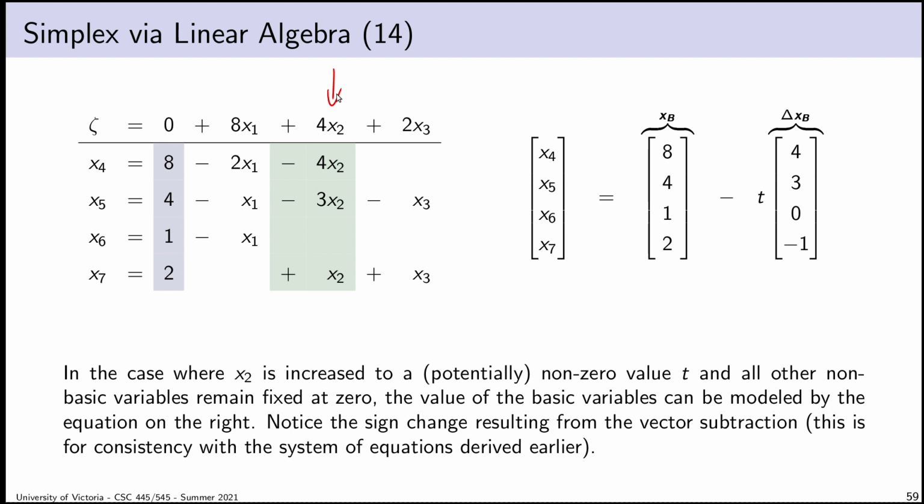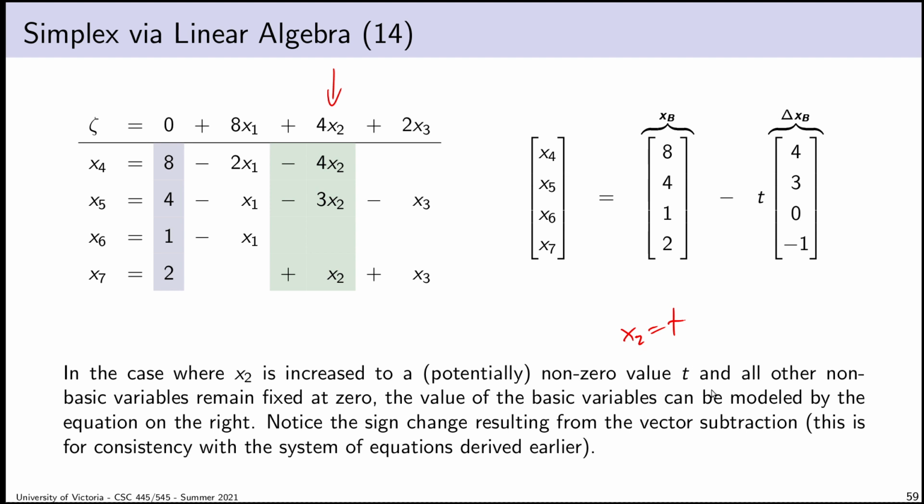I'm increasing the value of x2. Let's suppose that I increase x2 to equal some number t. Ideally, it's a potentially non-zero value. Ideally, we want to increase x2 to a positive number, to increase the objective value. We know by now that that's not guaranteed. There are cases where x2 has to equal 0. We get a degenerate pivot. But we want to increase x2 to some value t that is ideally non-zero, but certainly is never negative.